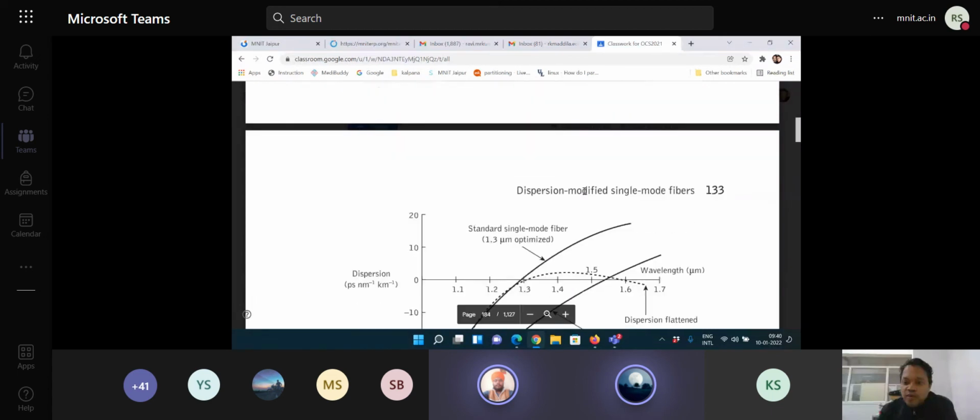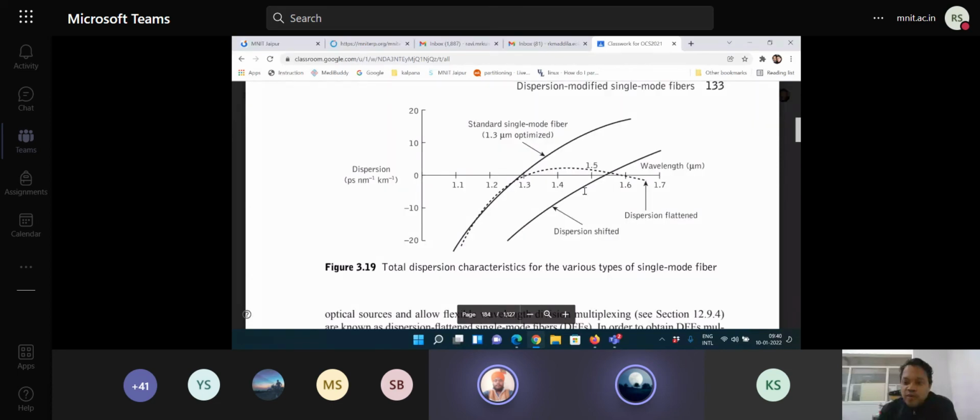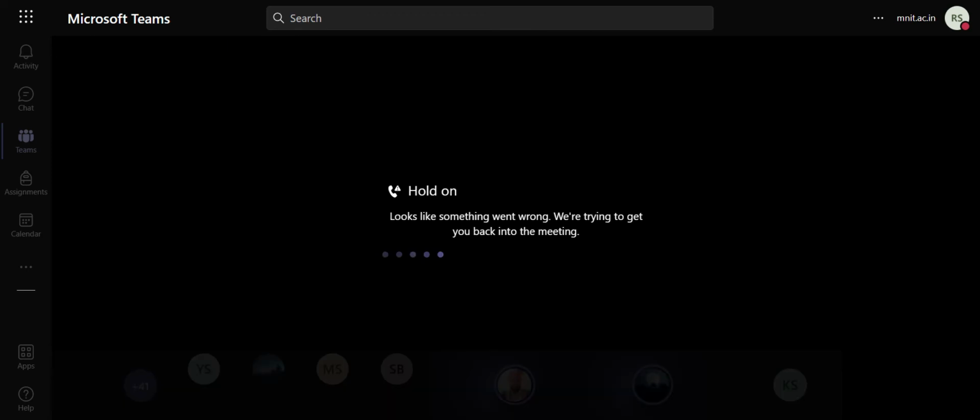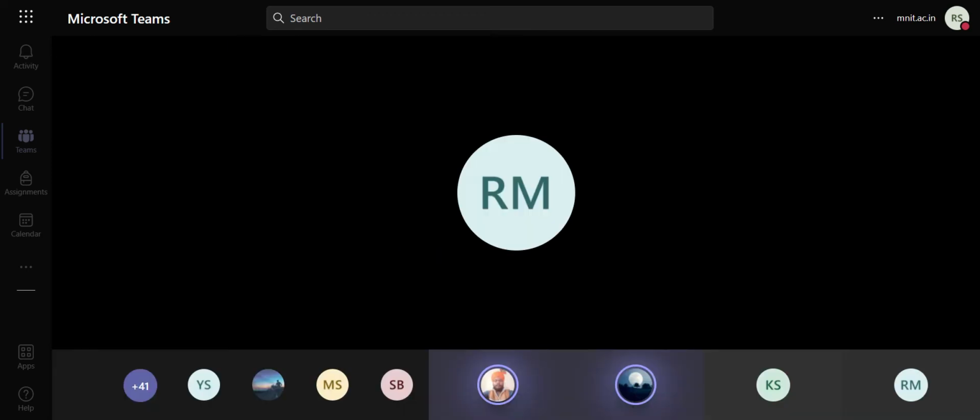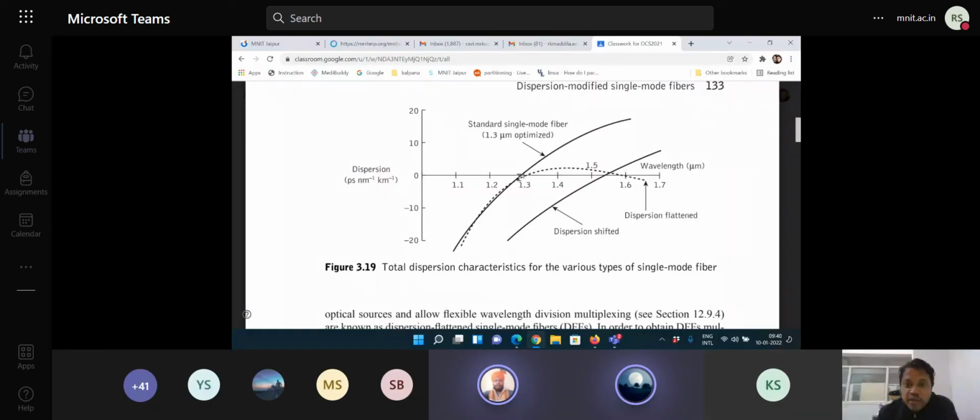So this is what you have. This is the curve that you have for a standard single mode fiber, which has a zero dispersion wavelength near the 1.3 micrometer wavelength. Whereas this is the dispersion curve for a dispersion shifted fiber, wherein the zero dispersion wavelength is close to the 1.55 micrometer wavelength range.